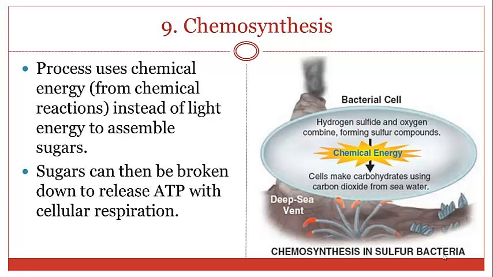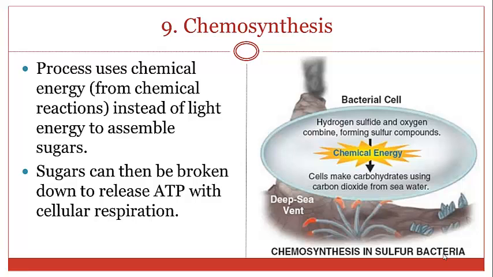The sugars that are made can then be broken down to release ATP with cellular respiration. So this happens in caves, it happens deep sea. These chemosynthetic bacteria can form the base of the food chain where there is no sun.